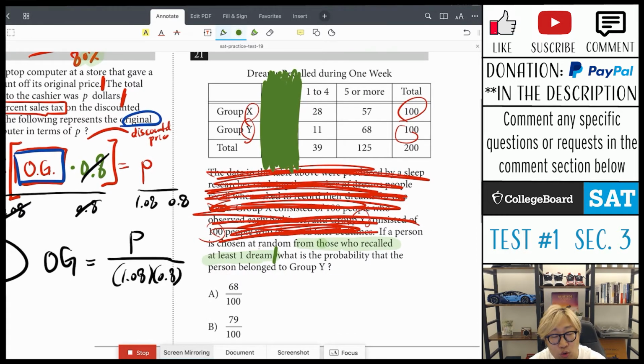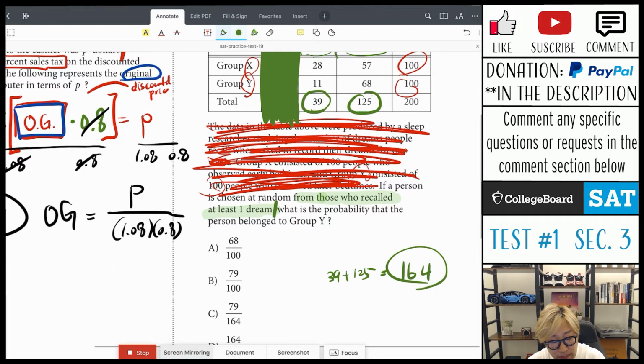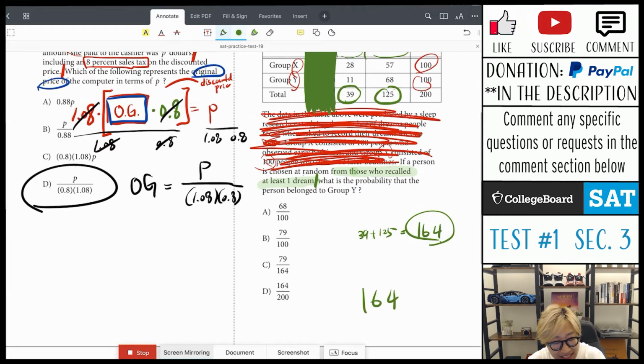So what's the total pool I can pick from? That total right here, 1 to 4, and that total right here, 5 or more. Together, 39 plus 125 is 164 that I can pick from. So out of the 164, and if you take a look, that's the only choice that has 164 on the bottom, right? I'm almost sure it's probably C, but let's double check just in case.